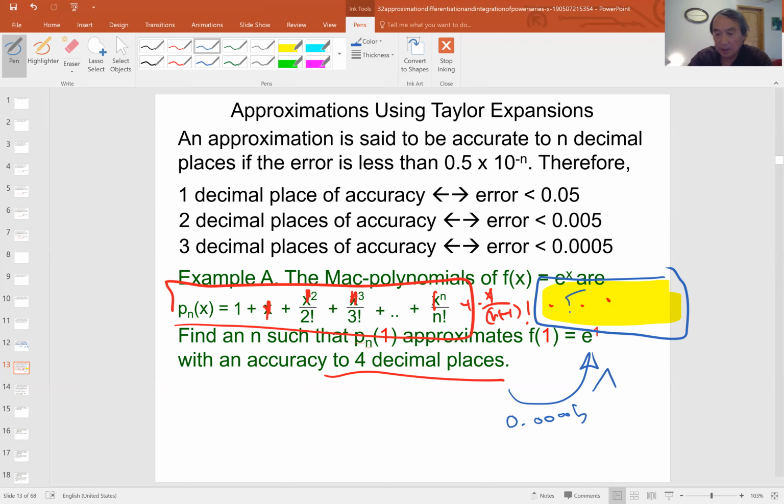Your error, using the polynomial to approximate the real answer, has to be less than 0.00005.